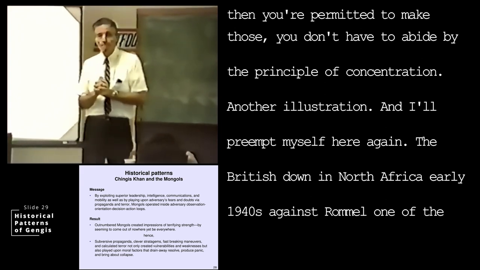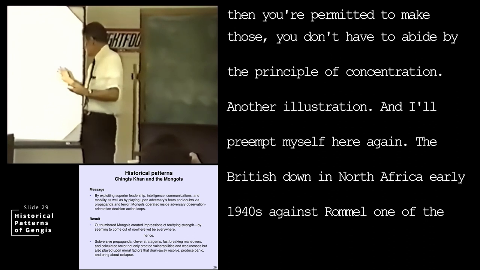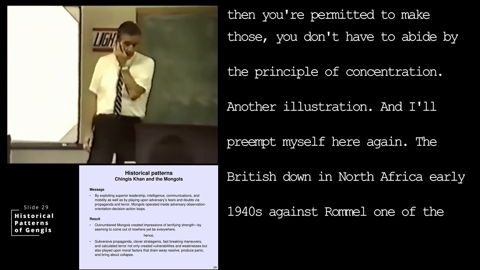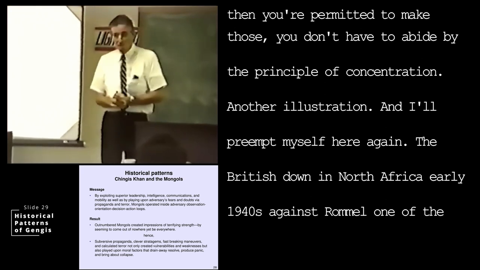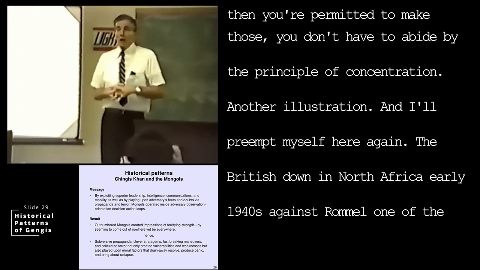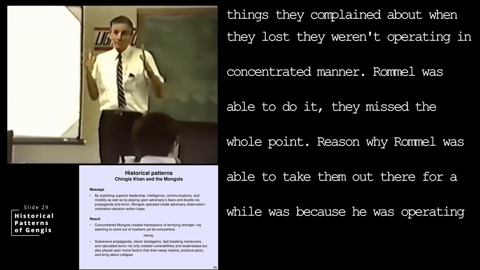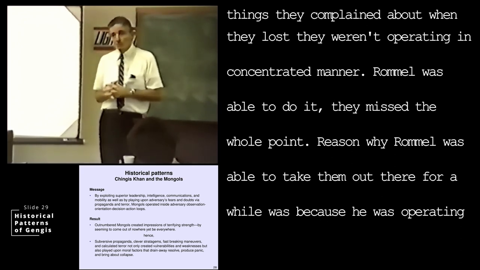Another illustration, and I'll preempt myself here again. The British fought in North Africa, early 1940s, against Rommel. One of the things they complained about when they lost was that they weren't operating in a concentrated manner, and Rommel was able to do it. They missed the whole point.